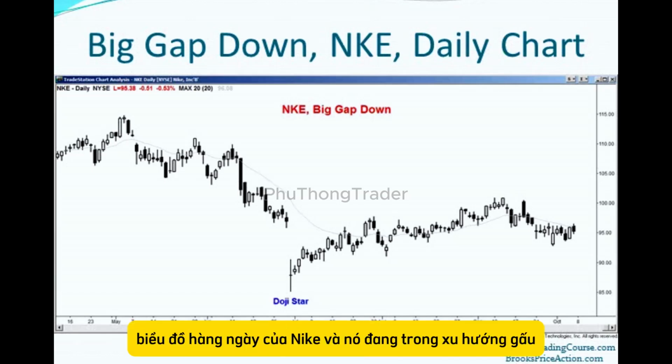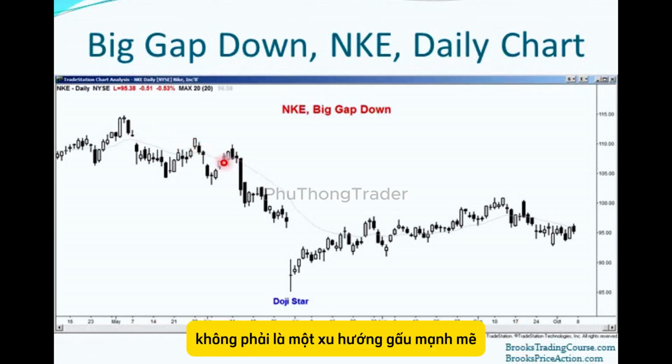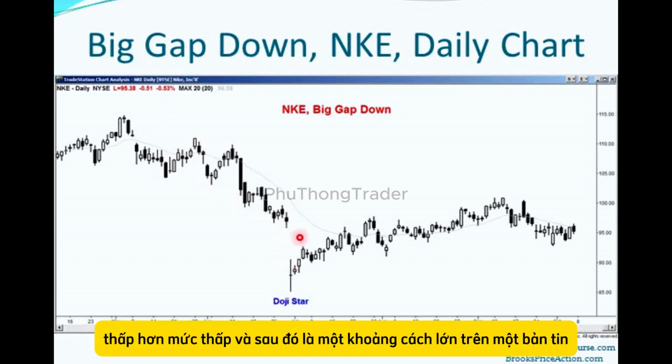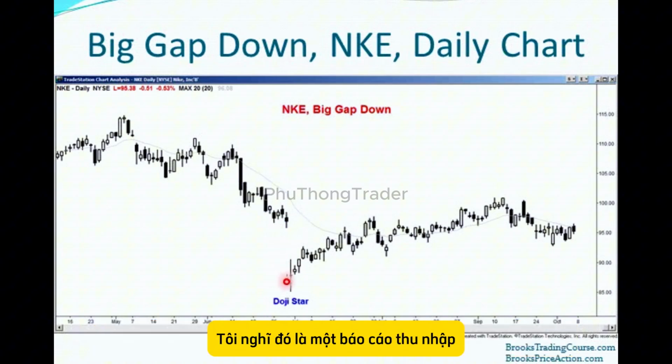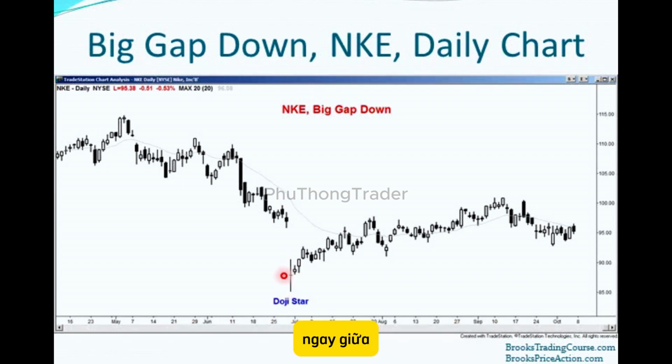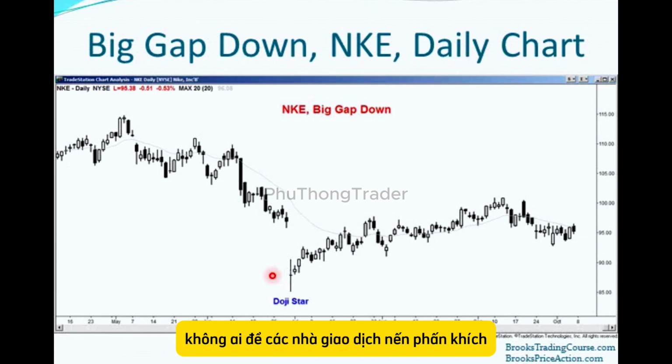Here's Nike, daily chart of Nike, and it was in a bear trend, not a strong bear trend. It's a channel. Channels are weak bear trends. Lower highs, lower lows, and then it gapped down big on a news report. I think it was an earnings report. And you look at a perfect doji star, a very big bar with a perfect close right in the middle, no body. So candlestick traders get excited. "Oh, wow, a doji star in a bear trend, this could be the end of the bear trend."